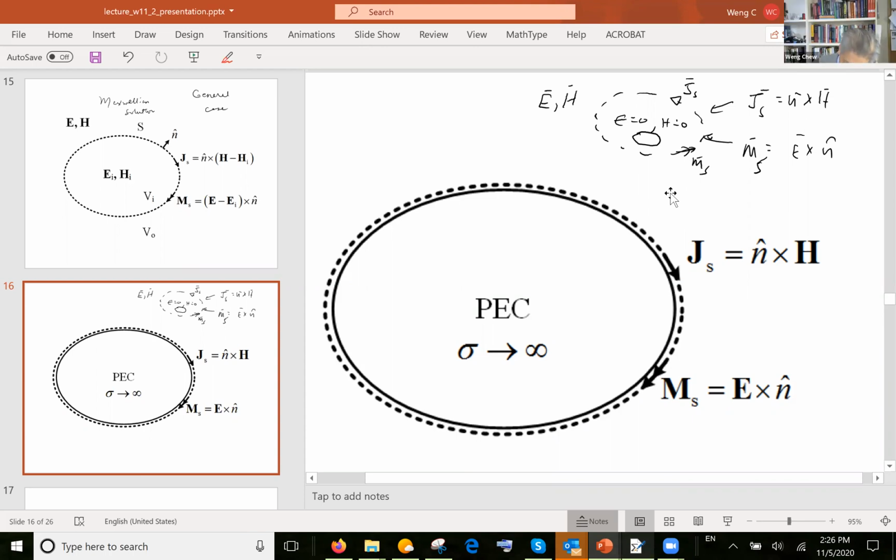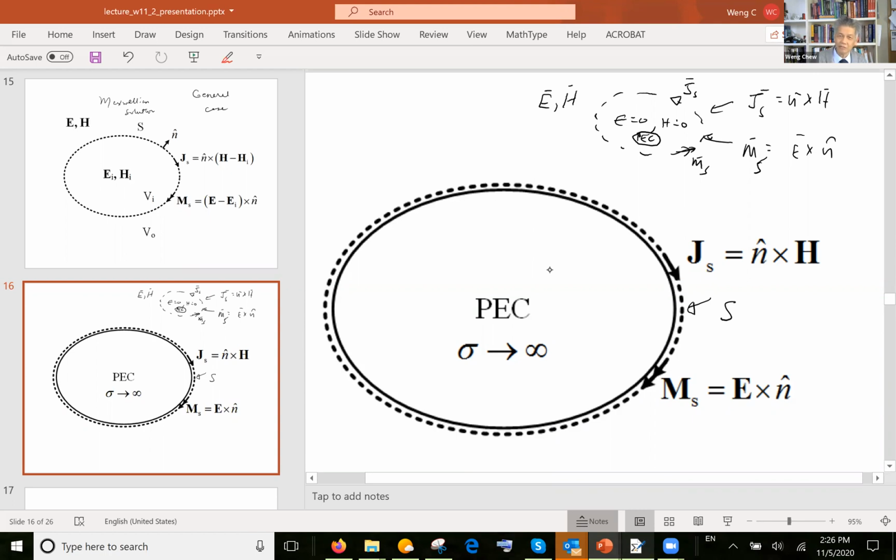Very good. I can also put a PEC object inside. The thing wouldn't change, right? Now we slowly make this PEC object bigger and bigger until it fills the whole of the inside of this surface S, where the equivalent surface S is. Then nothing would change. Do you think so? Nothing happens.